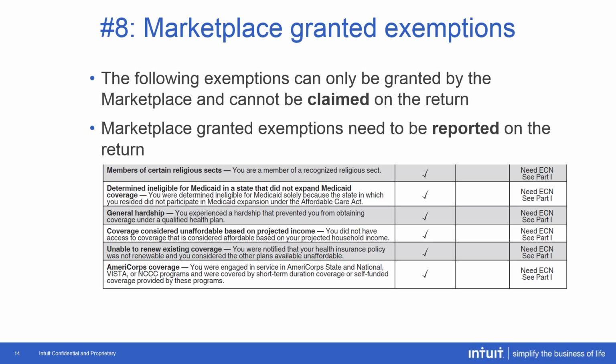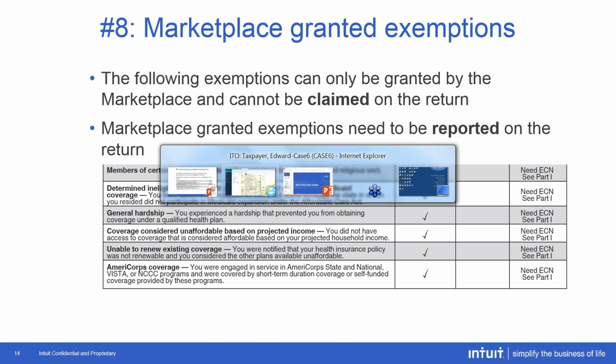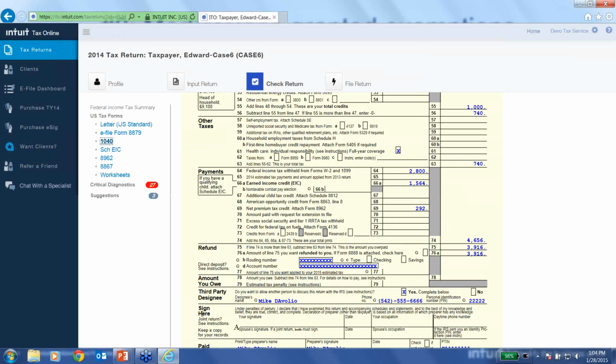Marketplace granted exemptions do need to be reported on the return. They're not being physically claimed on the return, but they're being reported. You can look in the 8965 instructions for a full set of exemptions. Okay, now I'll show you how this first type of exemption works in the product.